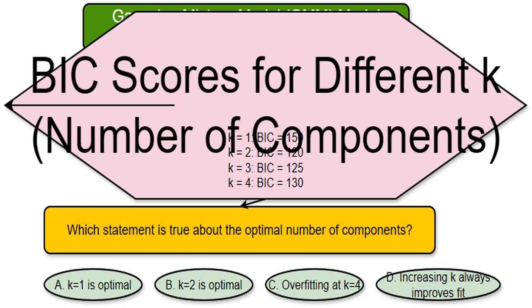well to new points. The BIC scores show how good different Gaussian mixture models are when using 1, 2, 3, or 4 groups, components. Lower BIC scores are better. The numbers shown indicate the BIC value for each number of components, k. For example, a BIC of 120 is better than a BIC of 150.